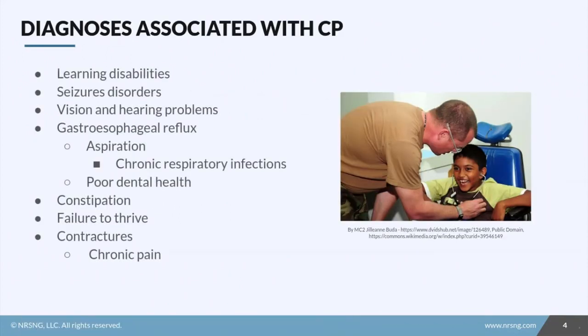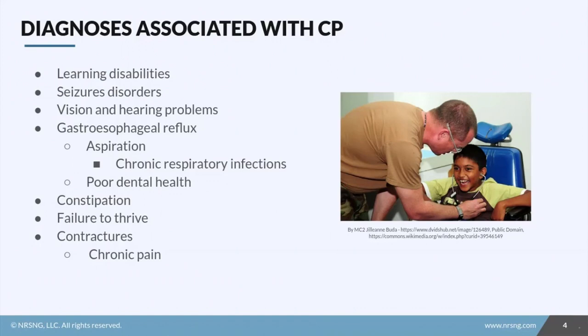So as I said, CP is a static problem. The damage to the brain is not going to be getting any better or any worse over time. But these kids do experience a lot of fluctuations in their health and wellness because there are a lot of problems that come alongside these issues of movement and tone and coordination. So they may end up actually needing a lot of surgeries and hospitalizations.